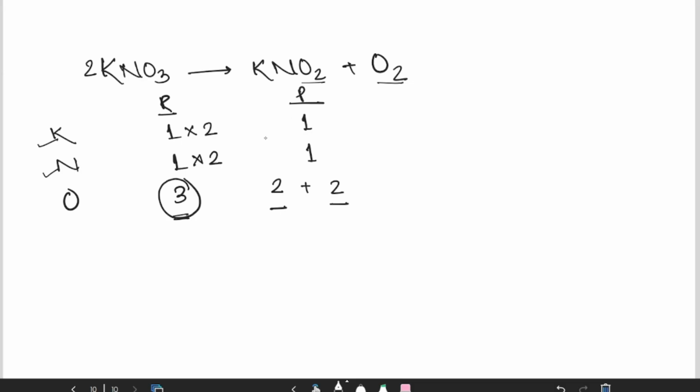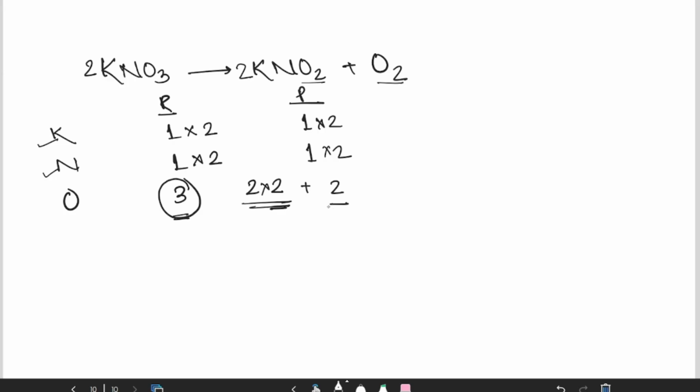Now you see after putting 2, this nitrogen becomes 2 and this potassium also becomes 2. So in order to balance these, as I told you, get back to metals, then non-metals, and if there are any changes we have to balance them, then again get back to oxygen or whatever other things are there. So we have to multiply 2 here, also you have to multiply 2 here. Now 2 means I have to put 2 here.